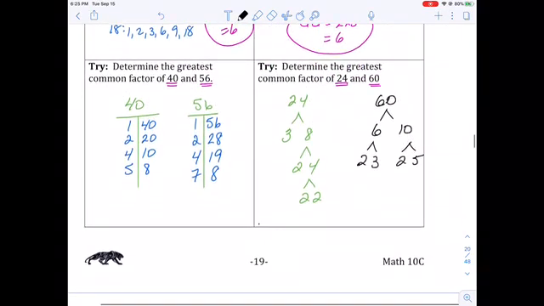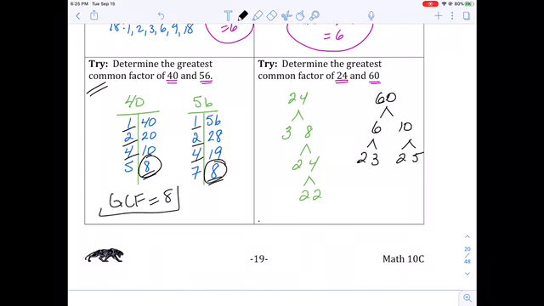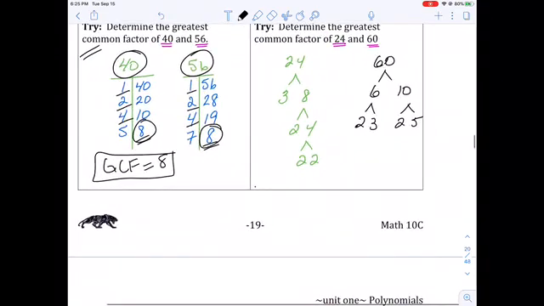Okay, so I've listed out the factors for 40 and 56, and I've created factor trees for 24 and 60. Let's look at the question here. I can see that 1 is common, 2 is common, 4 is common, and 8 is common. My largest common factor there is 8, so our GCF, our greatest common factor, is 8. Some of you could have just looked at 40 and 56 and said the biggest number that goes into both is 8. So that's a third strategy, by inspection. If you're really good at that, that's awesome. That'll save you some heartache.